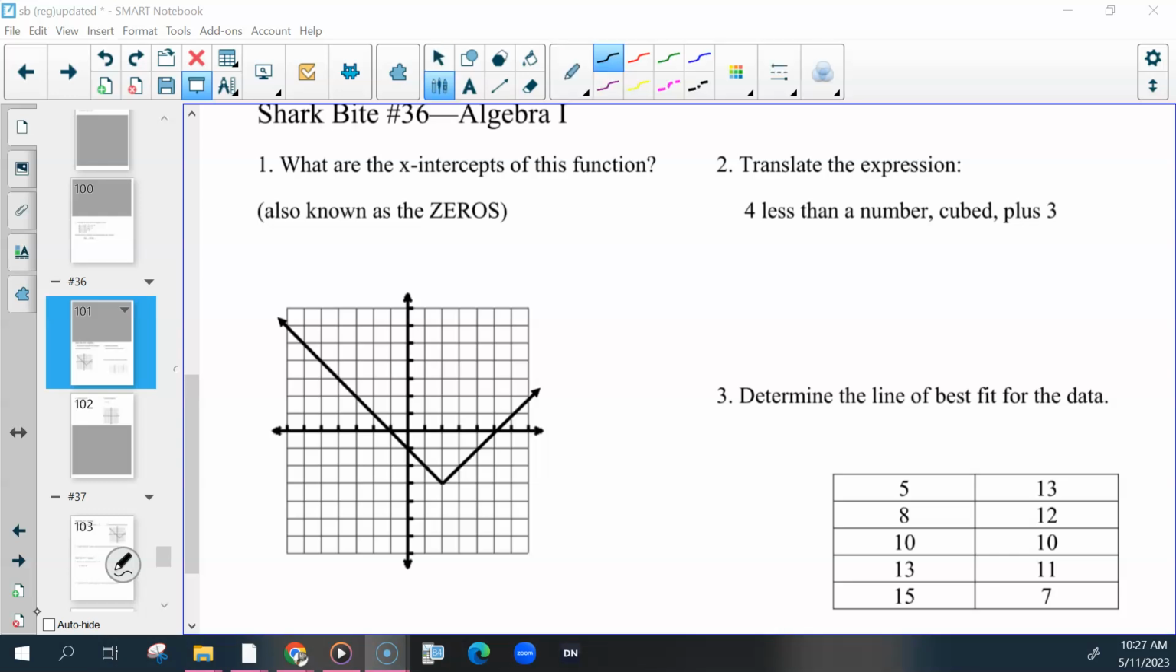So for number 2, "4 less than a number" means that the variable is going to come first and you're subtracting. Because the entire sentence has a comma, cubed, this is all going to be cubed, and then plus. If it had said "4 less than a number cubed," then the x would be cubed and nothing else. But because of the comma, everything is going to be cubed.